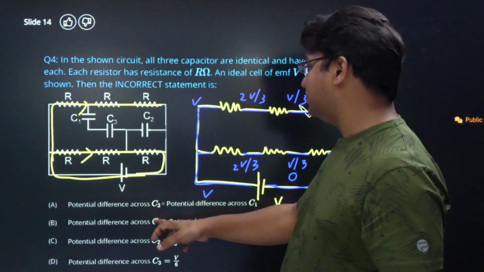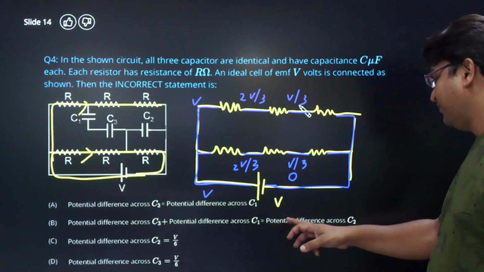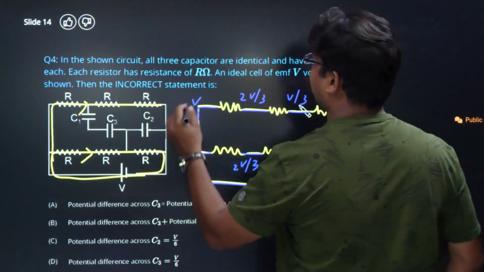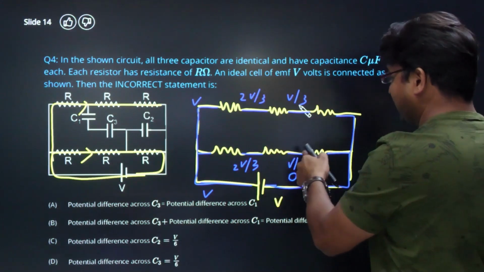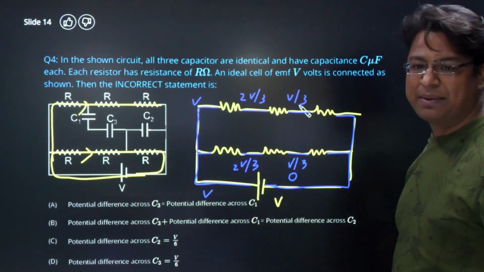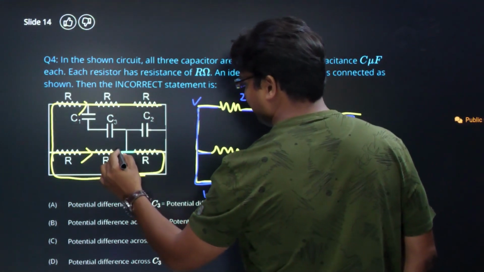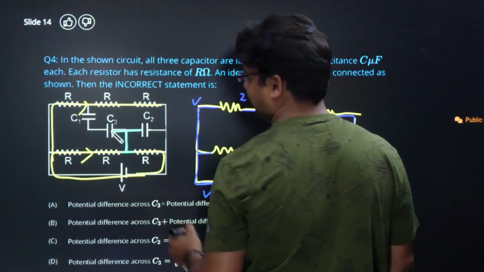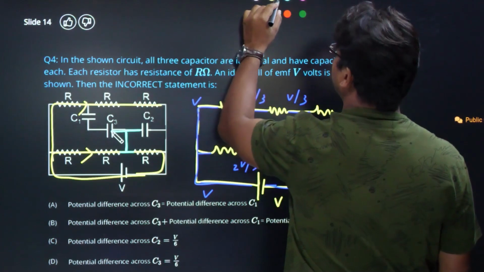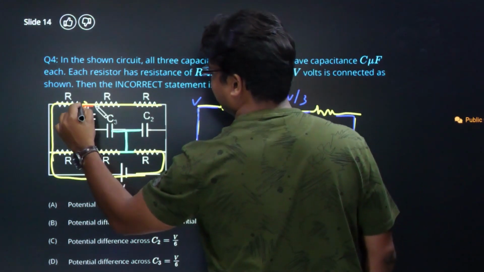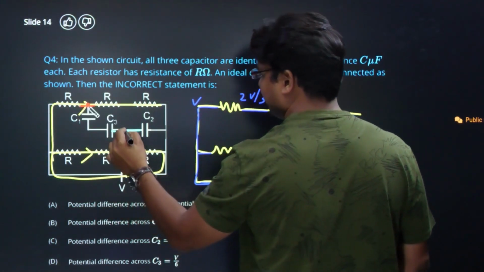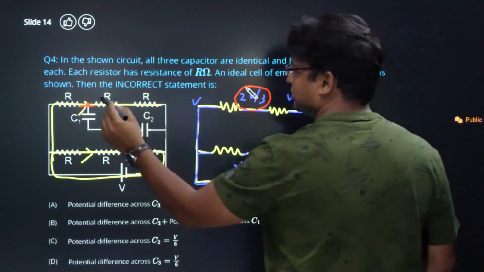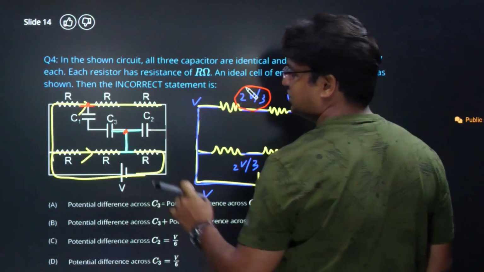Now potential difference across C3 plus potential difference across C1 will be equal to the potential difference across C2. Again guys, keep looking at this circuit and then map that circuit. So this point has a potential of 4V by 3. All these points have a potential of V by 3 and this point has a potential of 2V by 3. So the difference between this point and this point is V by 3. Here we have 2V by 3, this is V by 3, so the difference is V by 3.